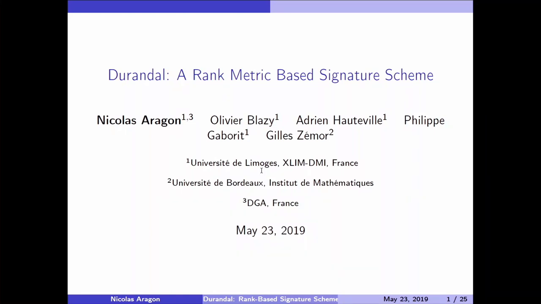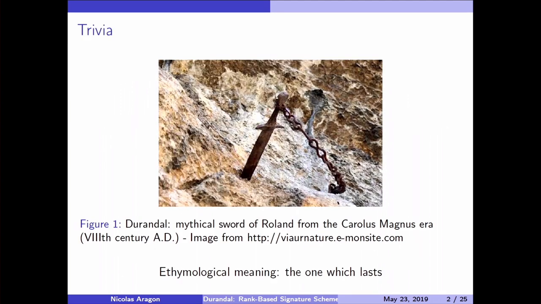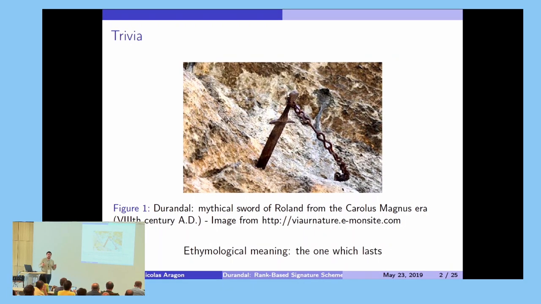So actually, I'm going to start by talking a little bit about history instead of cryptography, to tell you where the name Durandal comes from. Durandal was the sword of a knight called Roland in France during the 8th century AD. The story tells that when Roland was about to die in a battle, he did not want the sword to fall into an enemy's hand.